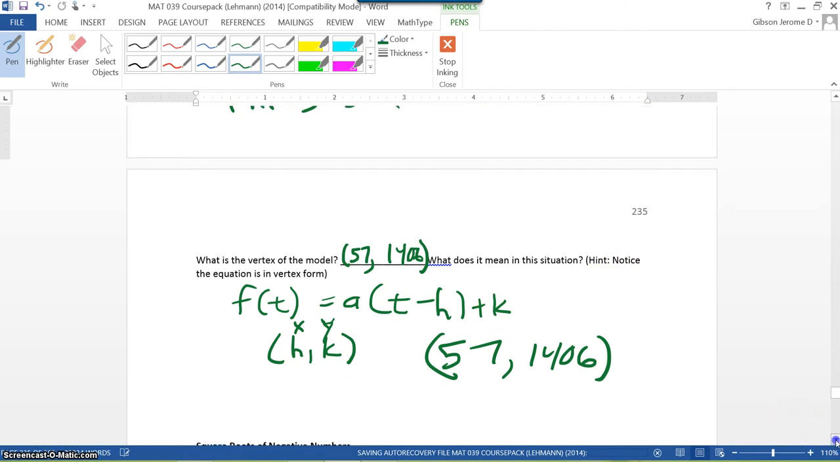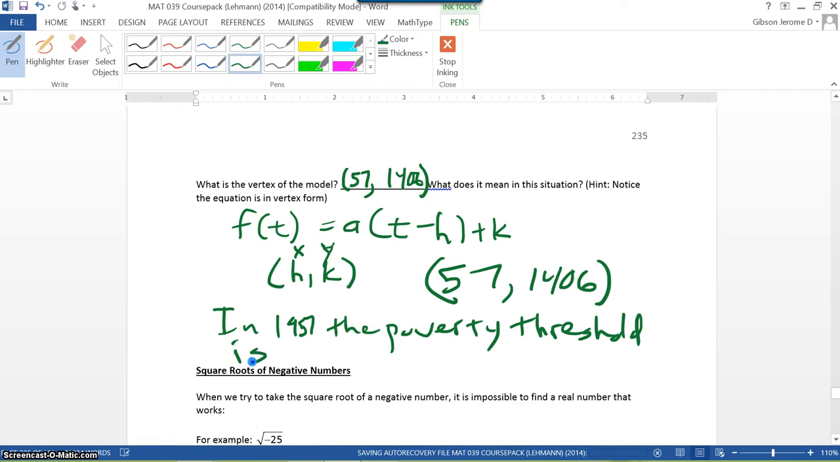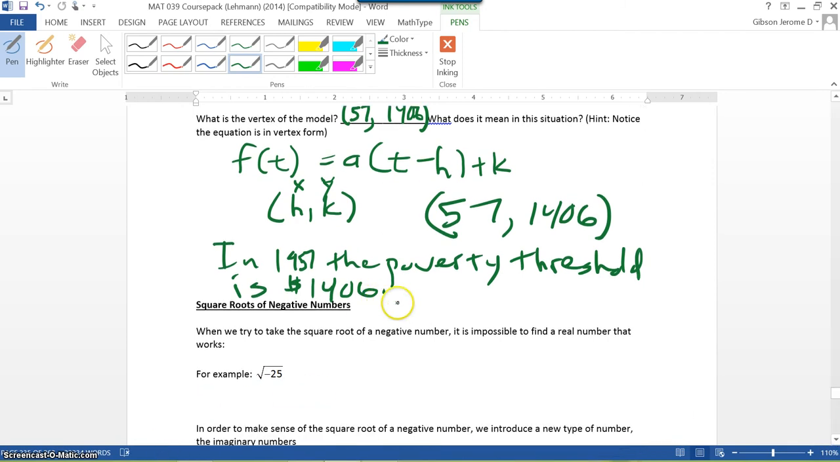It basically means this here. First of all, we know based upon this model that this is 1957. So in 1957, the poverty threshold is $1,406. And that's what this means in this situation. And also, this vertex will be the minimum point as well.